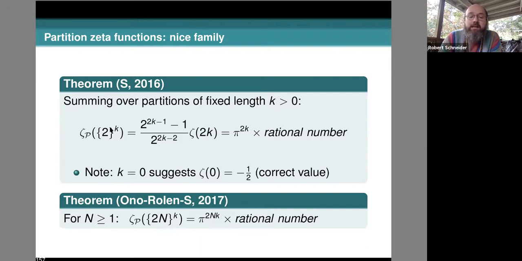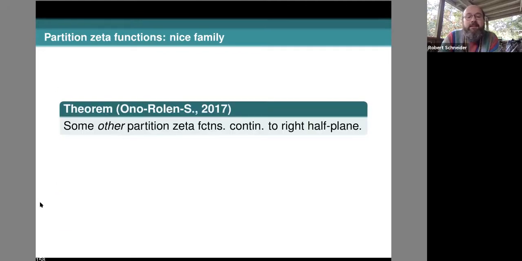Remember, right here, we're able to solve for every single Eulerian value. And that's just for the s equals 2 case. So here we have every even number. We have infinitely more of these formulas. Now, it turns out that other partition zeta functions, not these, can be analytically continued to the right half plane. And I just wanted to point out that that's an interesting result.